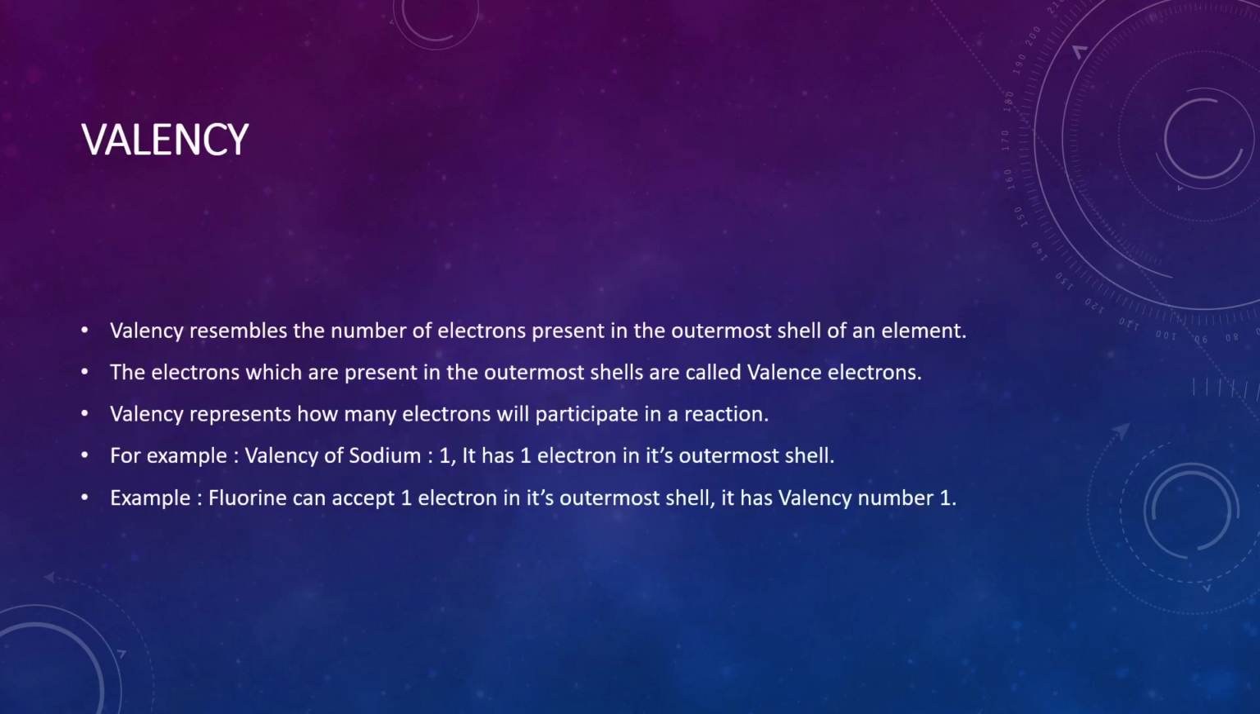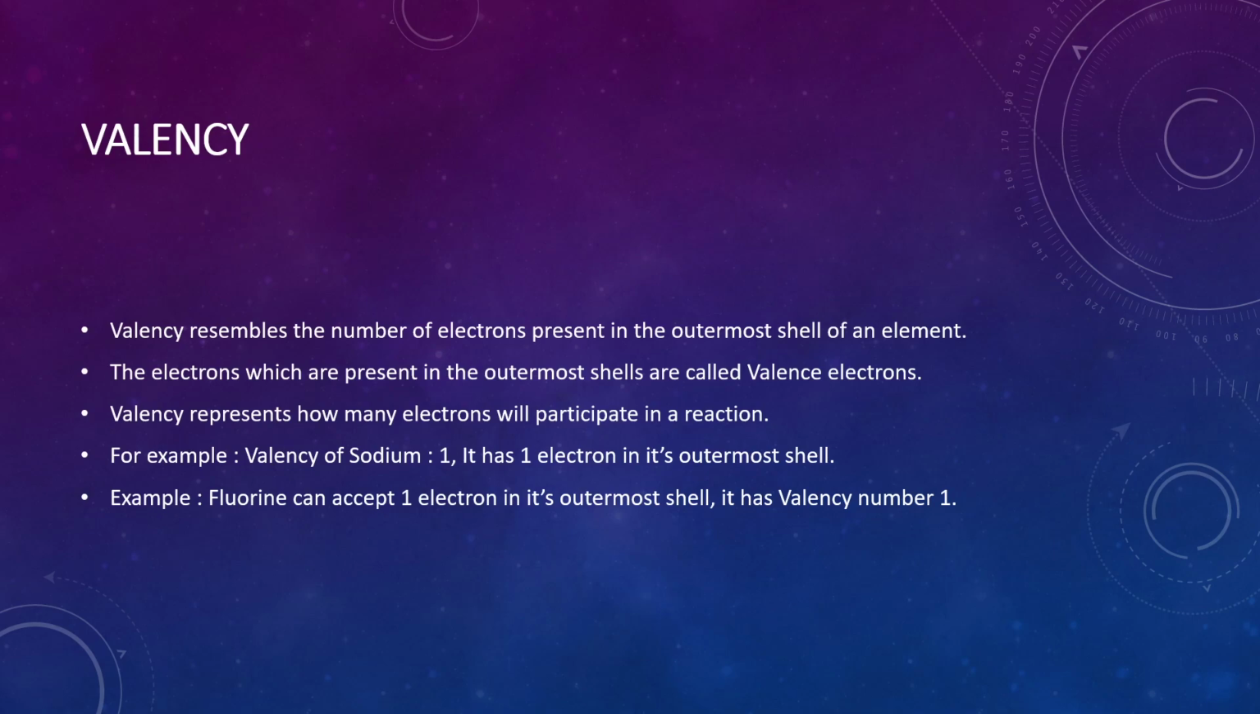And let's come to valency now. Valency resembles the number of electrons present in the outermost shell of an element. So valency deals with the outermost shell of an element, and the electrons which are present in the outermost shell are called valence electrons. So valence electrons are the electrons that remain in the outermost shell of an element.